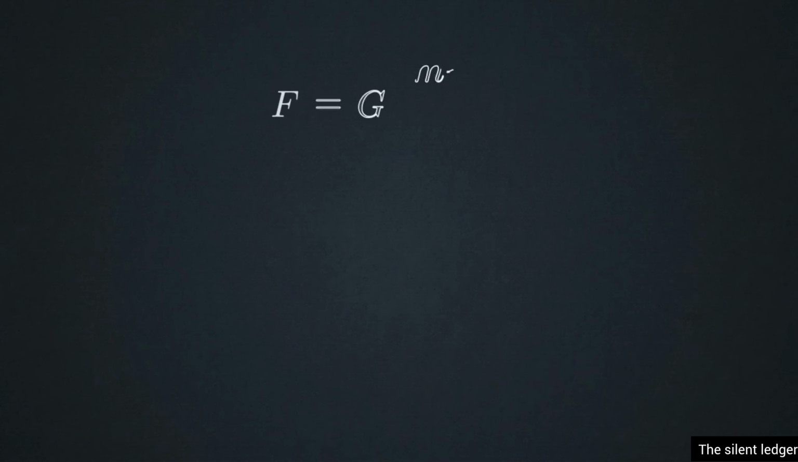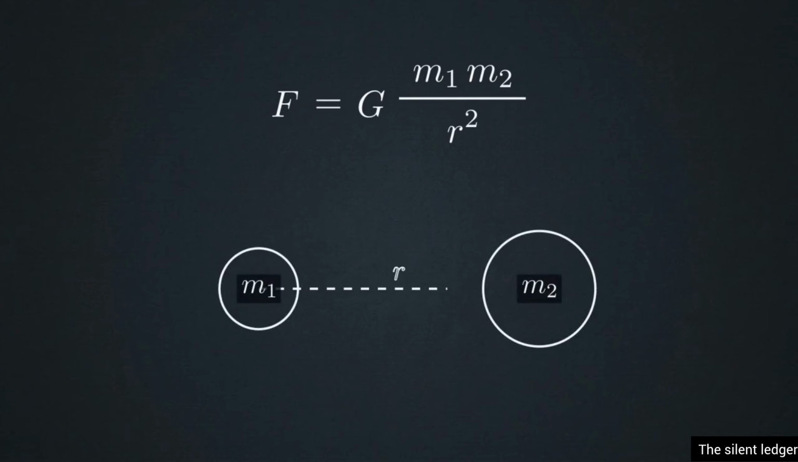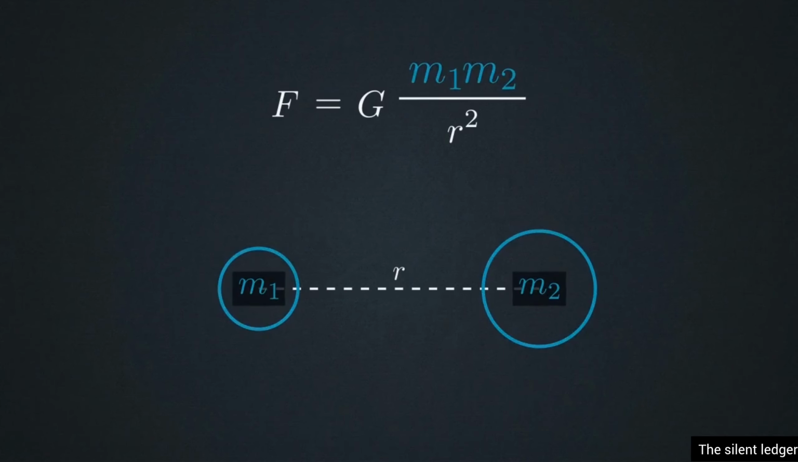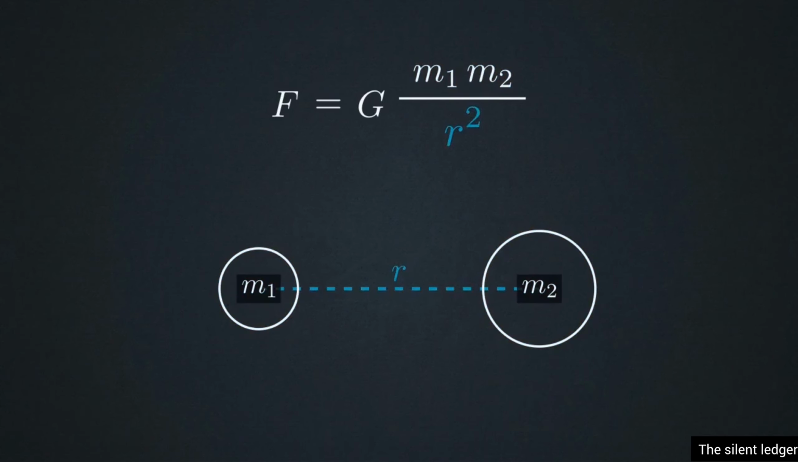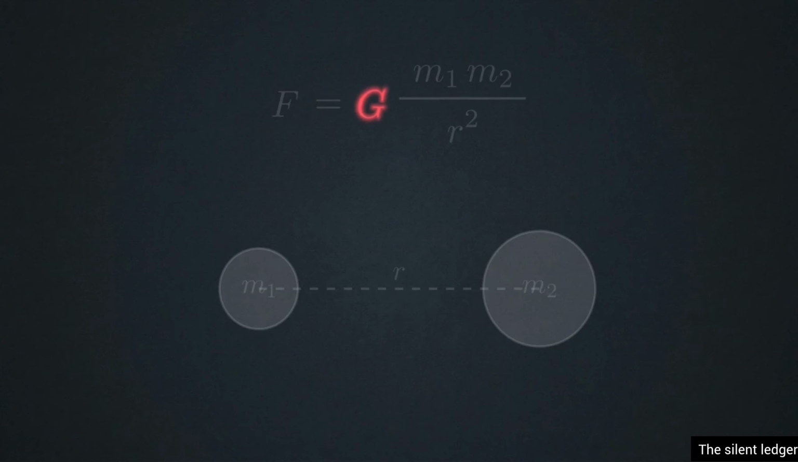This is Newton's law of universal gravitation. In theory, calculating that force requires only a few inputs. You take the mass of the two objects, divide by the square of the distance between their centers, and multiply by a single universal number, the Newtonian gravitational constant, big G.